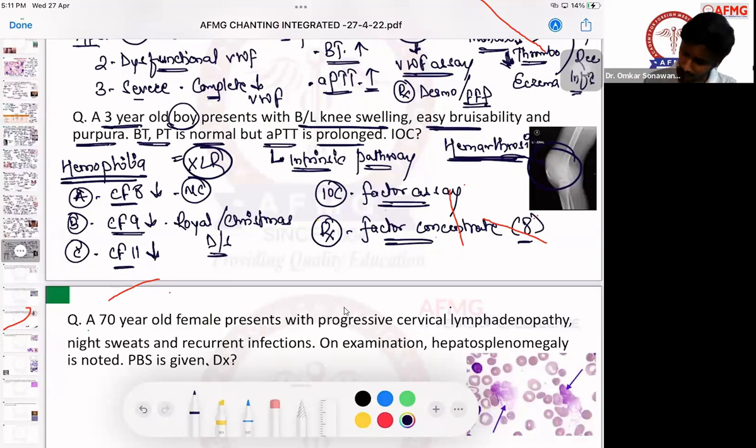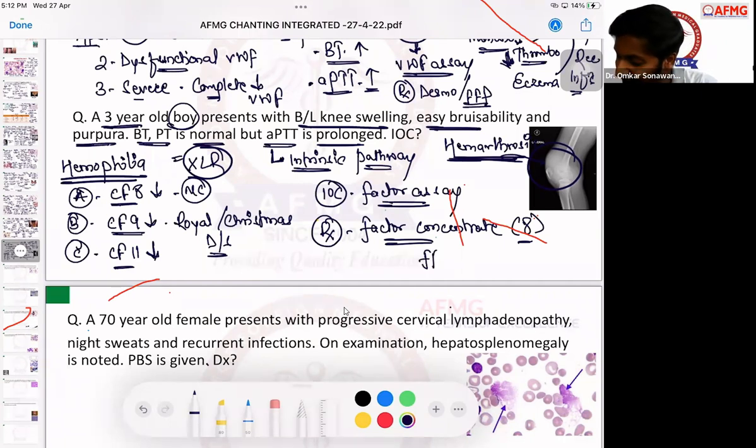And what is the richest source of clotting factors? Anybody? One liner, quickly. Please let me know. Answer in the chat box. Richest source of clotting factors. Very important.